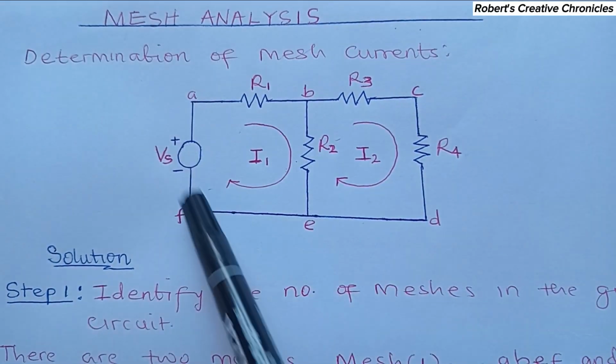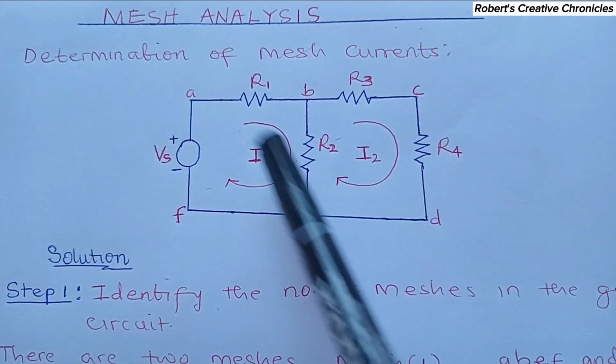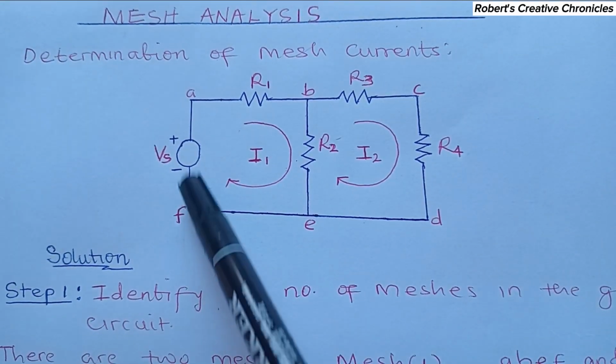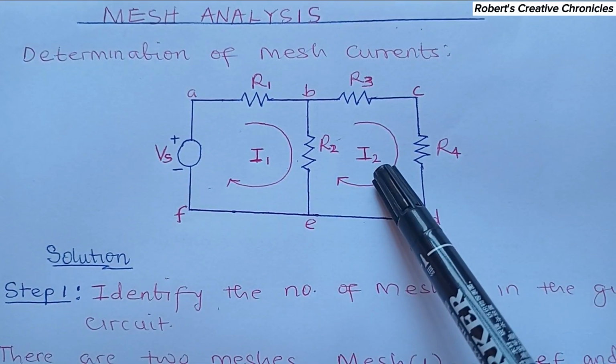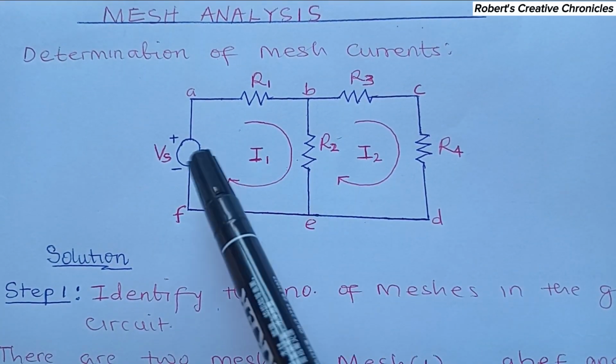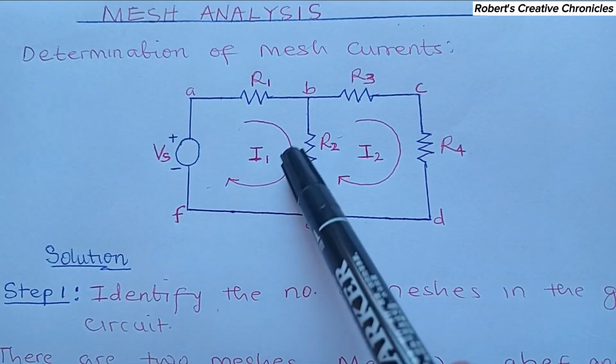So, this is a mesh. This is also a mesh. This one, A, B, E, F, all this closed one. This one is closed too. So there are two meshes here. A mesh is a closed path along a circuit element which does not contain any other closed path within it.